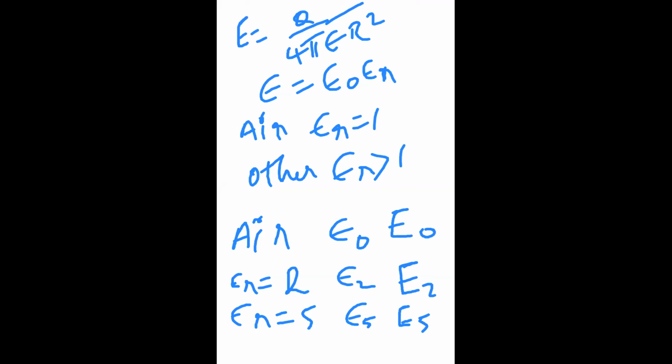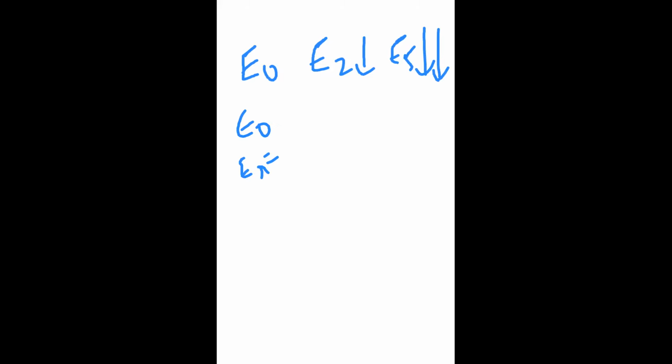E0, sir. Yeah, E0. Okay, so E0 is having some value, E2 value decreases and E5 value further decreases. So in this case, you are only epsilon naught, again epsilon R is equal to 1 only. But in this case, epsilon R is 2, epsilon R is 5. So we have clearly shown what is the electric field strength.